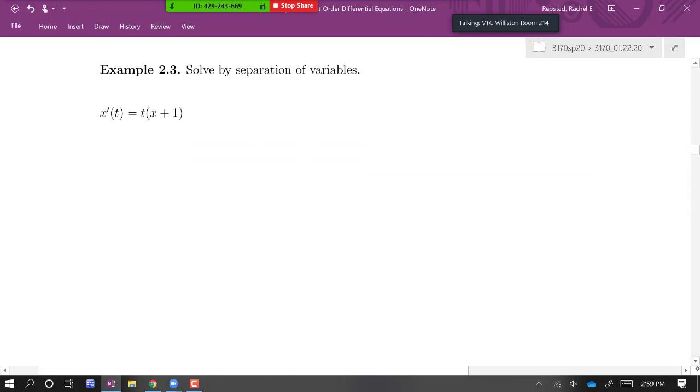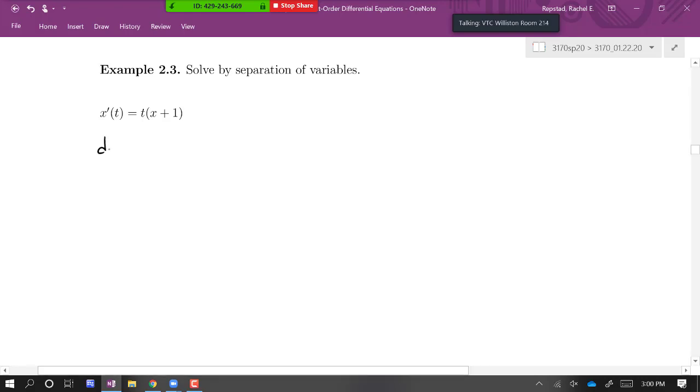Right, so x prime of t is t times x plus 1. Again, could somebody point out to me how I know that that's separable? u of t is t and h of x is x plus 1. Yeah, right. We just have a product, something only t's times something only x's.